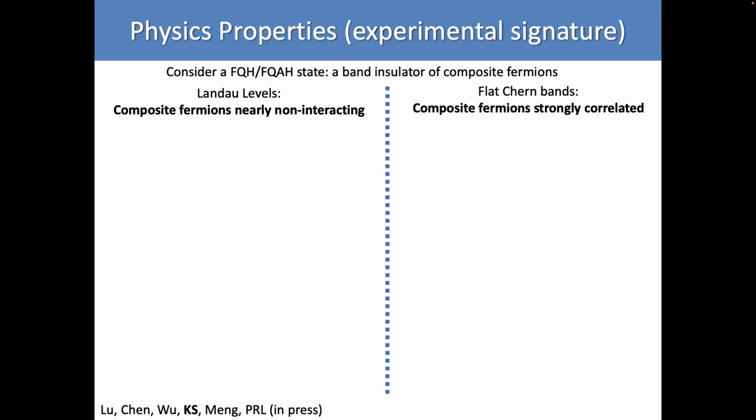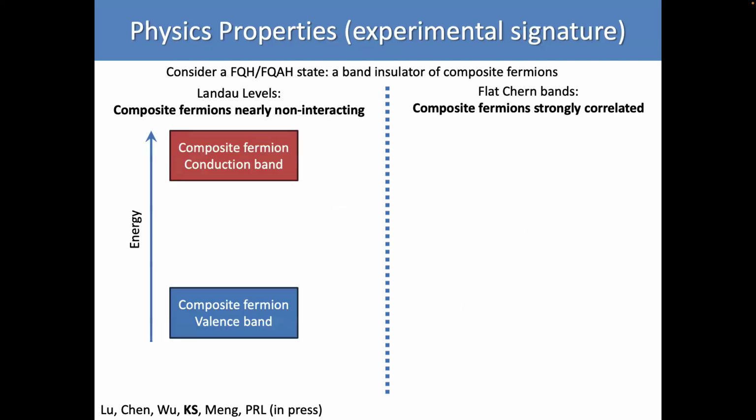If we have a band insulator, we have a valence band, we have a conduction band for composite fermions, and there's a band gap. Because composite fermions are nearly free in Landau level systems, we have free fermions in a band insulator. There's only one gap, the band gap. No matter whether we measure the gap for charge excitation or for charge neutral excitation, we are always measuring this band gap. Everything is controlled by the band gap.